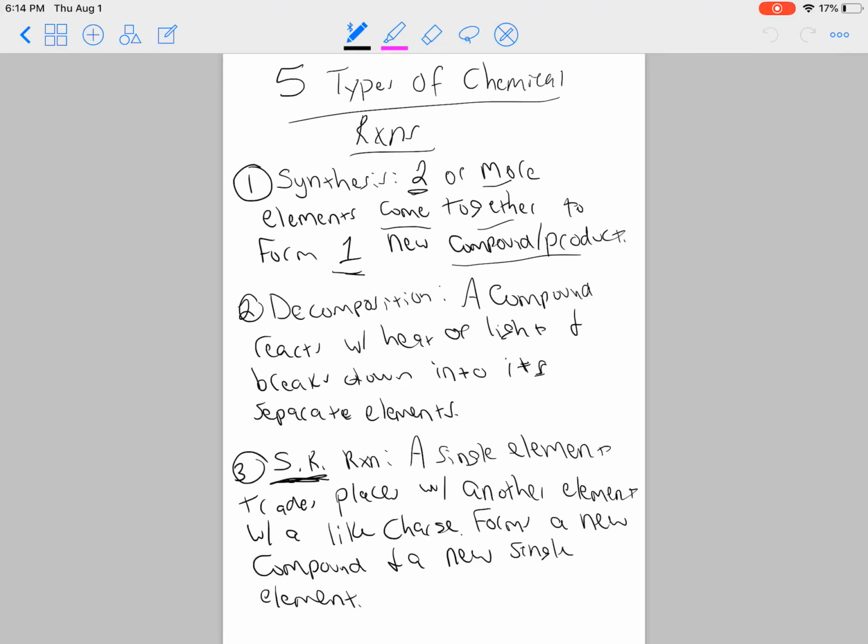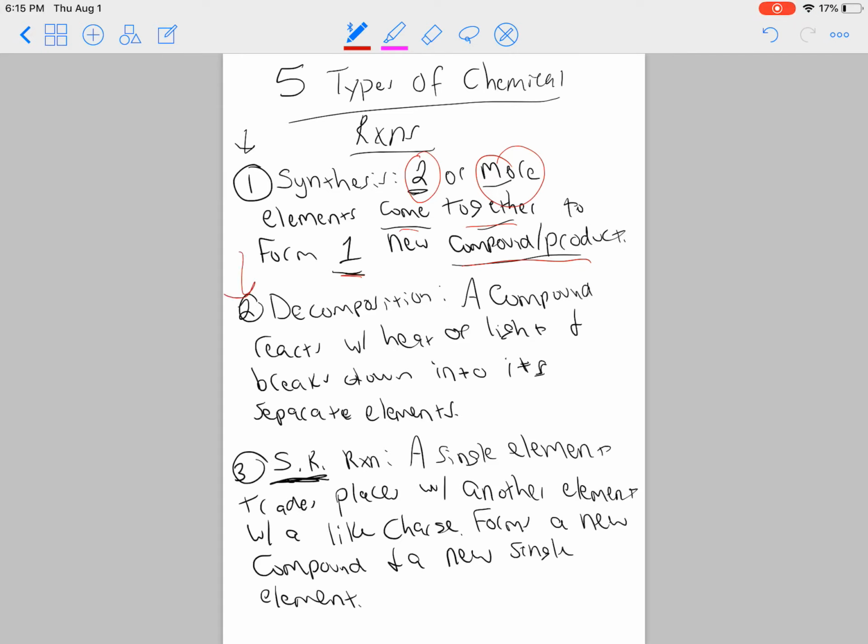Okay, so let's refresh our memory on the 5 types of chemical reactions because this entire flashback is going to ask you to identify these 5 types based on their definitions. So our first one is synthesis. Now, synthesis, if you remember, is when 2 or more elements come together to form one new compound or product. So synthesis, 2 or more elements come together to form one new compound or product.